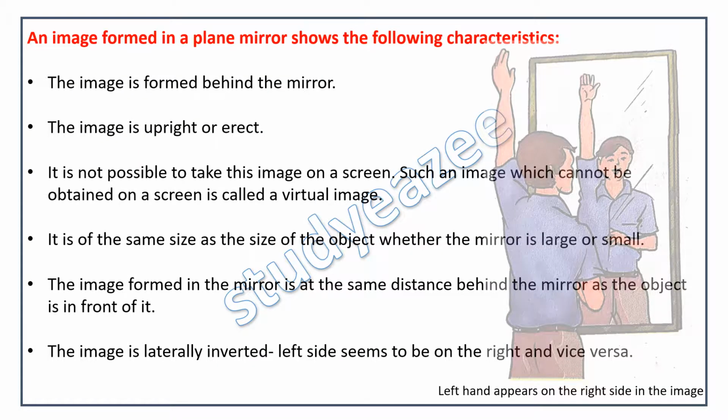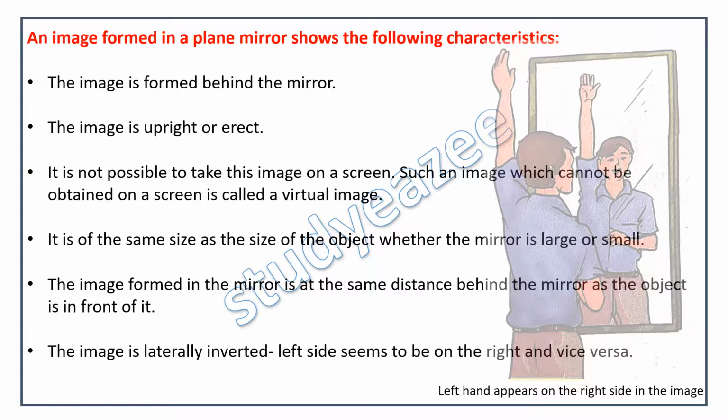So we can conclude that an image formed in a plane mirror shows the following characteristics. The image is formed behind the mirror. The image is upright or erect. It is not possible to take this image on a screen, so it is a virtual image. The image is of the same size as the size of the object, whether the mirror is large or small.